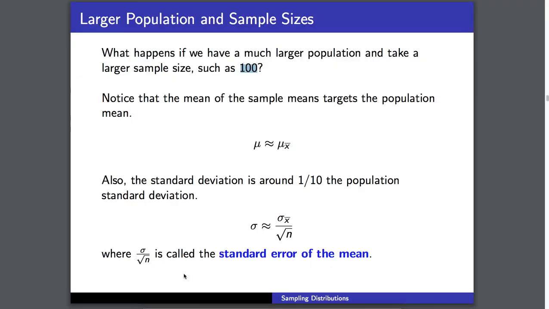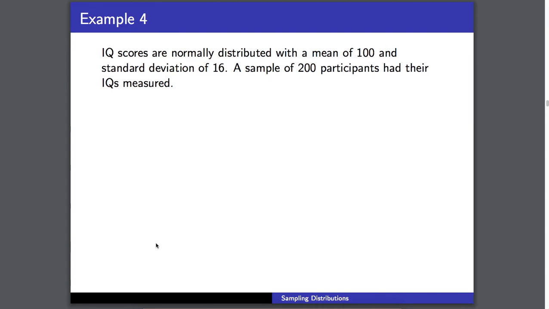This value here, the population standard deviation divided by the square root of the sample size, is called the standard error of the mean. That's something we're also going to take a look at in our next section, which is on confidence intervals. So we'll see this in the next section as well. It's called the standard error of the mean.